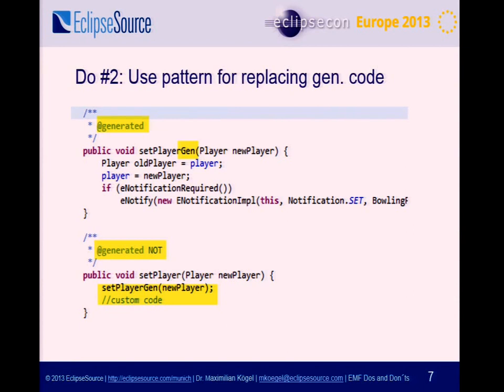What you do is you postfix the method with gen and you leave it at generated. So this is now exactly the generated code for the set player. And if you want to customize that, you create a second method that is called set player. And in that method, you do some custom code and eventually you will also call set player gen. If you do it this way, then the generated code will still be updated by the generator. So when you change some of the properties in your Ecore, they will be reflected in your code while you can still have custom code. Remember example number one, think about customizing that code, but if you do, please do it that way and use this pattern. It will help you to keep your code updated.